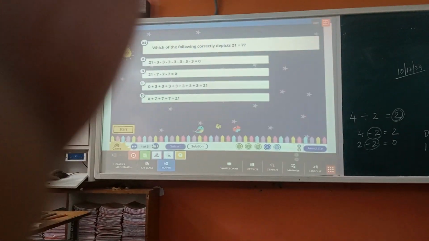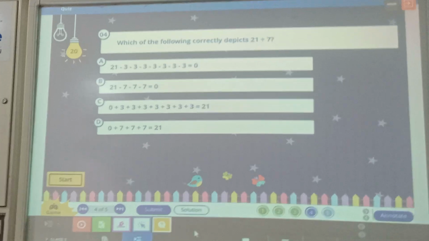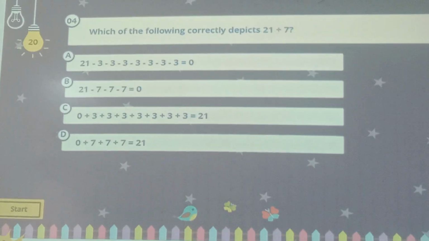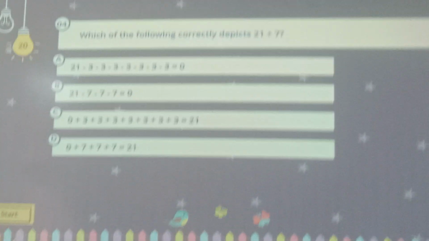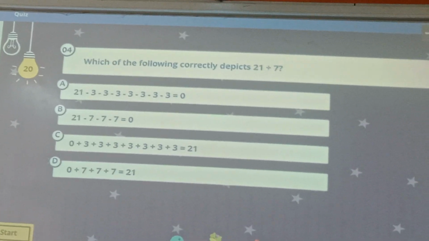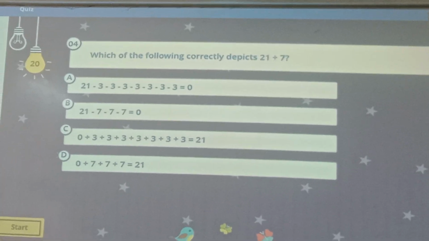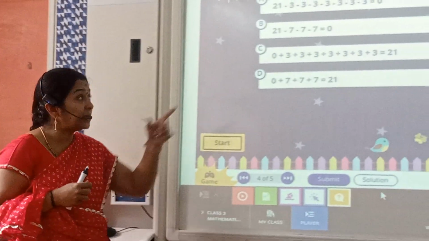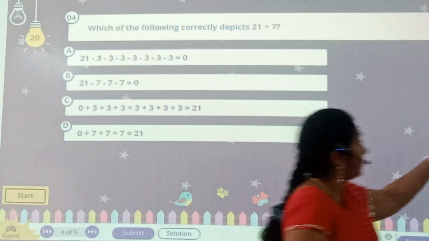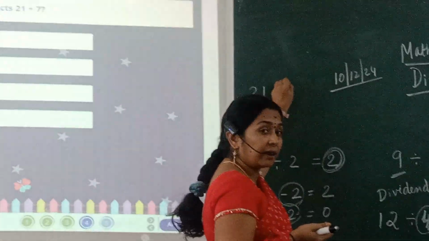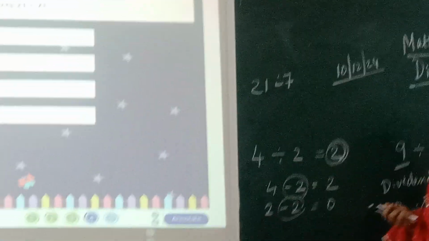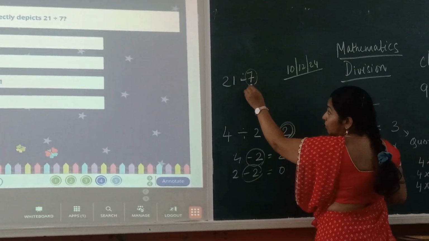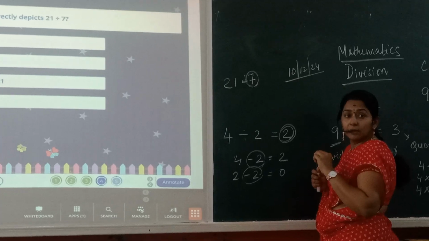Which of the following correctly depicts 21 divided by 7? Which one? C. You think and tell. 21 divided by 7 means what I have to do? How much should I subtract? 21 divided by 7, how much should I subtract, Dikshit? What do I have to subtract first, tell me.